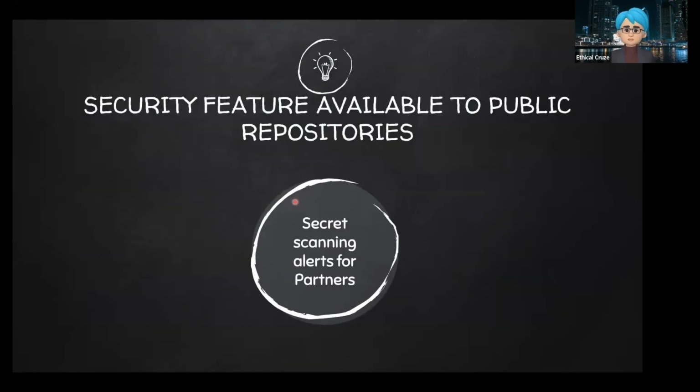Now let's see security features available to public repositories only. This is your secret scanning alerts for partners. GitHub automatically detects leaked secrets across all public repositories and informs the service providers about the compromised secrets. This particular secret scanning alert for partners is available only for public repositories, and this is not for private repositories.